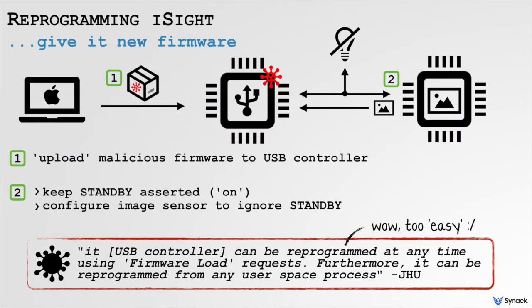So what their attack did was actually fairly simple, albeit very elegant. They found out that they could actually reprogram the firmware on that USB controller. And once they were able to do that, they were then able to reconfigure the image sensor. Basically they said, image sensor, ignore the standby pin. That top line is the standby I/O pin. The LED indicator light will go on when standby is off. Standby basically means the webcam is powered off. So whenever the standby pin is set, the LED indicator light is going to be off. When standby is off, meaning there's power to the webcam and it's recording, the LED indicator light is going to go on.